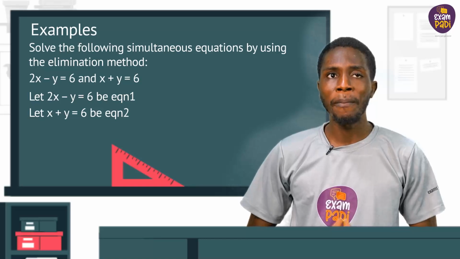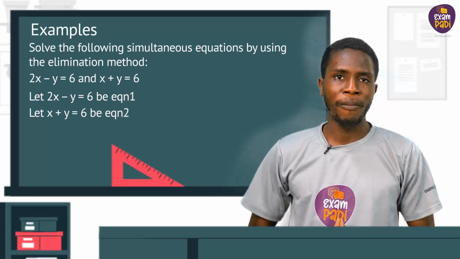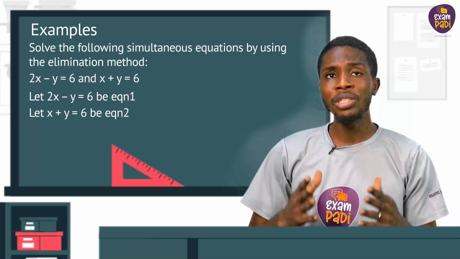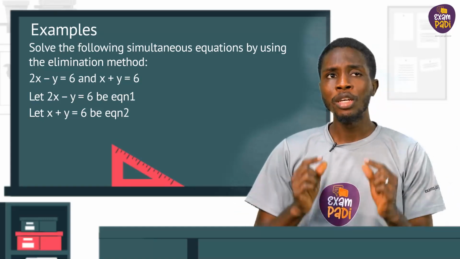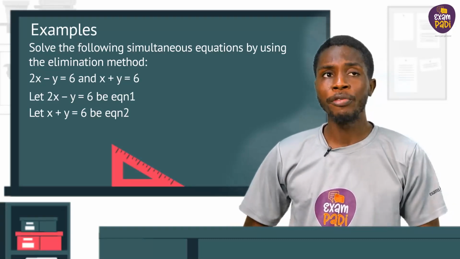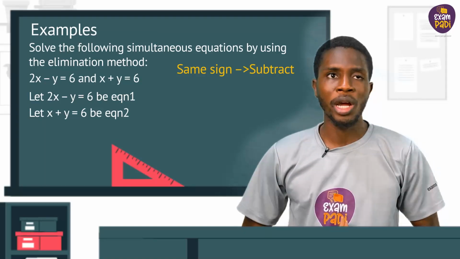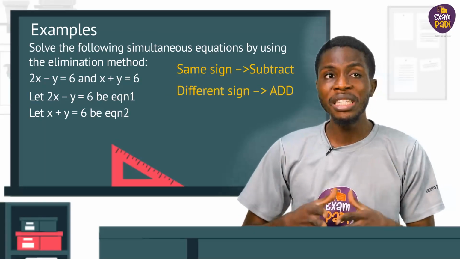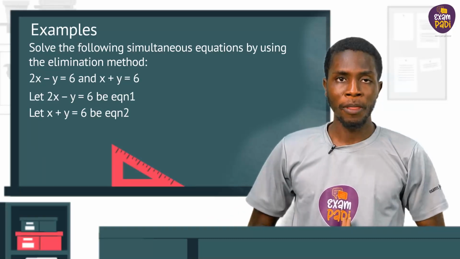However, the y terms are the same, albeit different sign. So in my head, my thoughts are, the y terms have the same number, which means I can use the elimination method here. Next question is, do I add or subtract them? Just remember the following. When you have same sign, you subtract, and when you have different sign, you add. So let us do it.